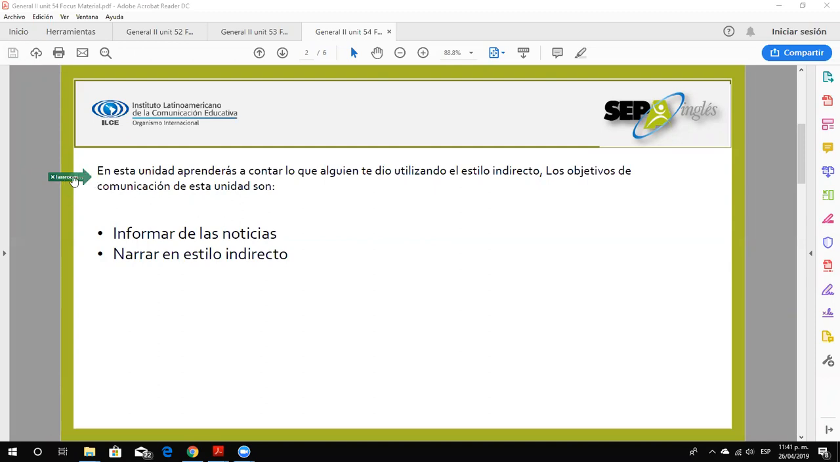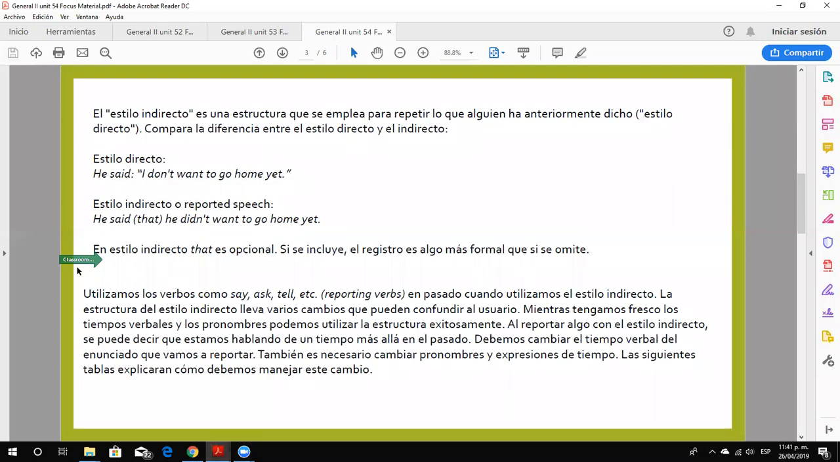The objectives for communication in this unit are to inform about the news and to narrate in indirect speech. Indirect speech is a structure that is used for repeating what somebody has said before.